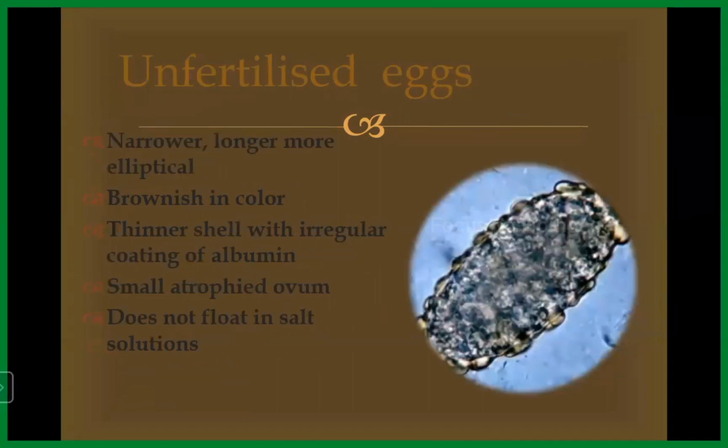The unfertilized egg is narrow, longer, and more elliptical in shape. It is brownish in color and has a thinner shell with an irregular coating of albumin. It has a small, shrunken ovum and will not float in salt solution.